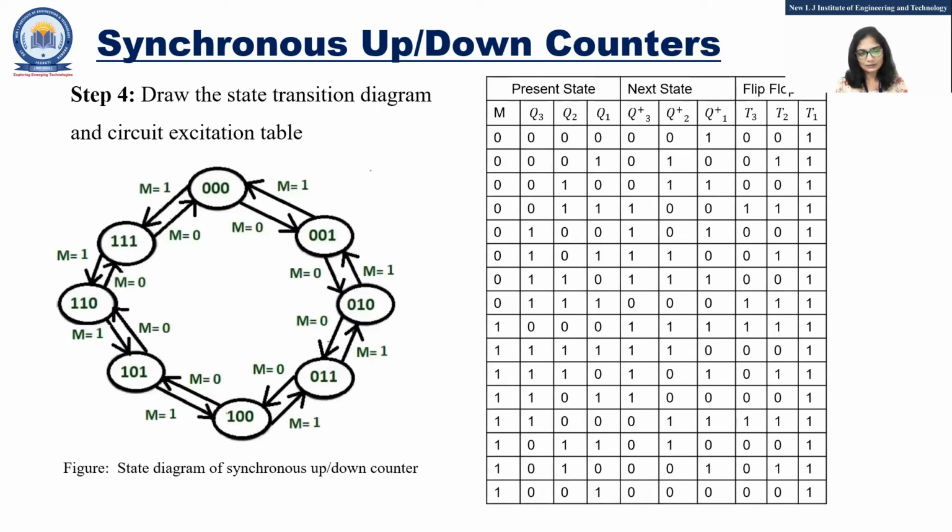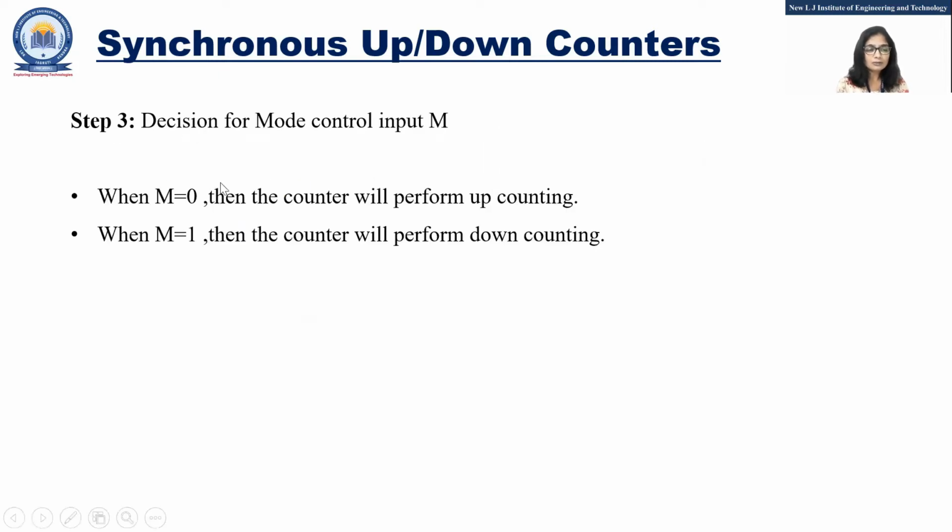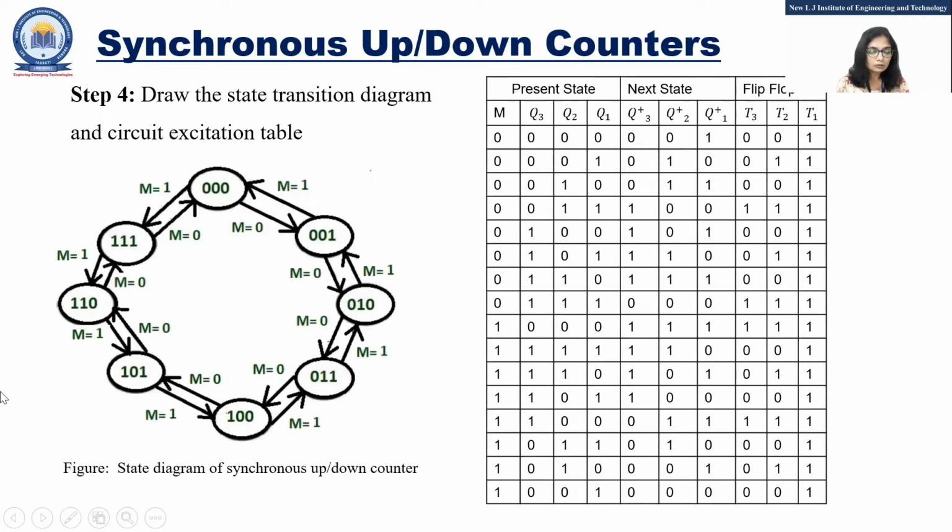Okay, so the fourth step is to draw the state diagram and circuit excitation table, as we have discussed this step in step up and step down counters. The steps are similar, but the only difference is that we have added one more step here. Fine. Now in the fourth step, what will we do? We will draw the state diagram.